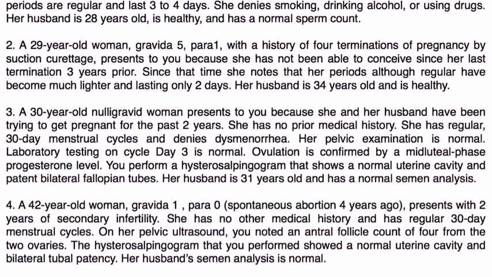Fourth one: a 42-year-old woman, gravida 1, para 0, spontaneous abortion 4 years ago, presents with 2 years of secondary infertility. She has no medical history and has regular 30-day menstrual cycles. On pelvic exam, you note an antral follicle count of 4 from the 2 ovaries. The hysterosalpingogram that you perform shows normal uterine cavity and bilateral tubal patency. Husband's semen is normal.